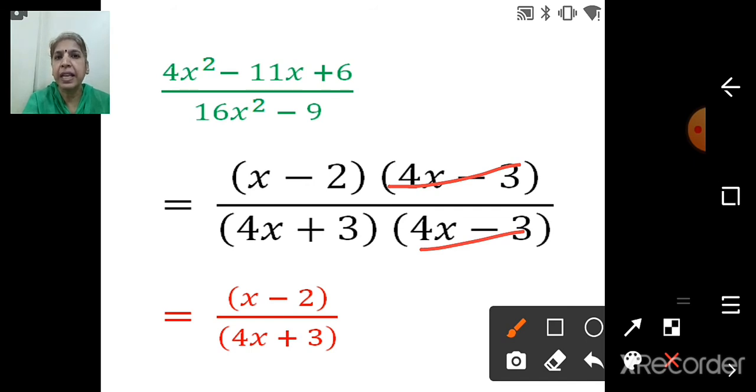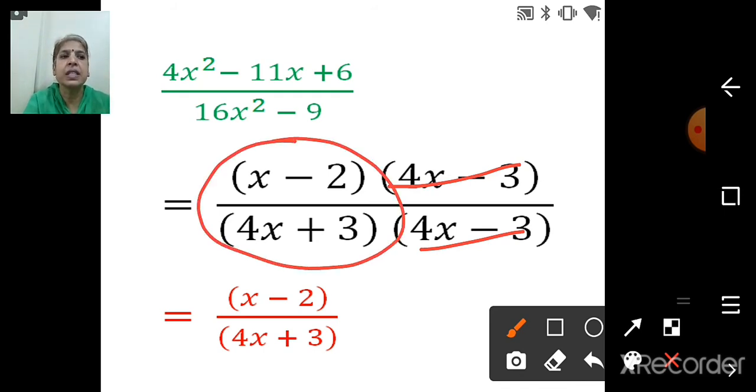So full bracket again, children, I am reminding you. Full binomial, full bracket you will be dividing it. 4x minus 3 ones are 4x minus 3. And what is remaining is x minus 2 upon 4x plus 3. So this is the answer. x minus 2 upon 4x plus 3.